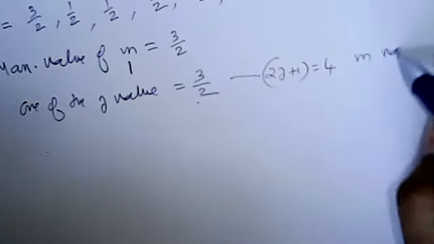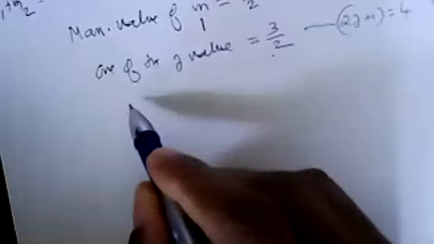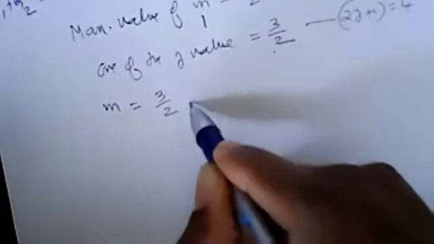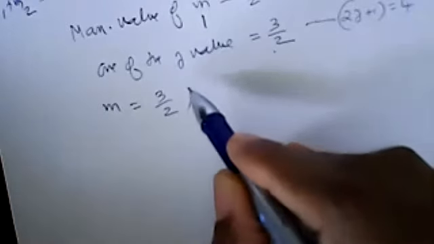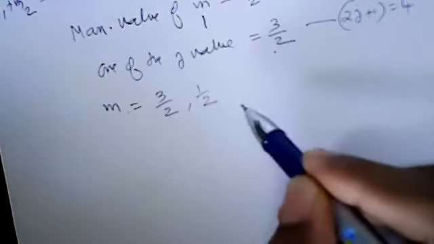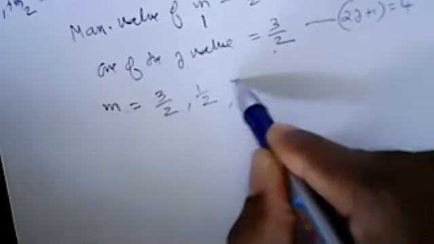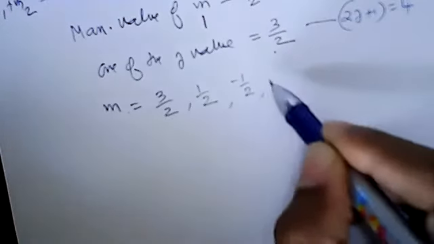m values. What are they? The m values are 3/2, then decrease by 1, that is half. Again decrease by 1, that is minus half. Again decrease by 1, minus 3/2. So minus j to plus j, 4 values of m are possible. I think that is clear.